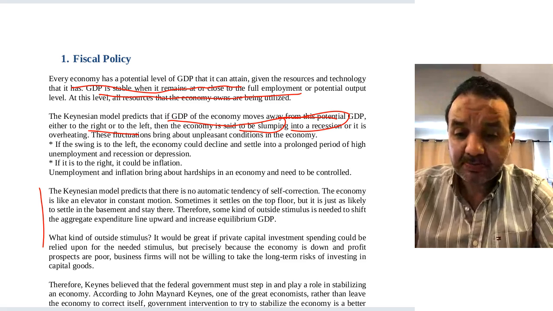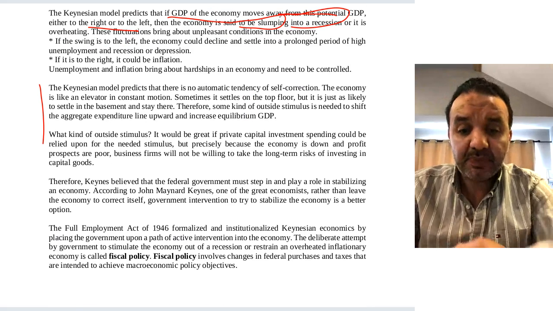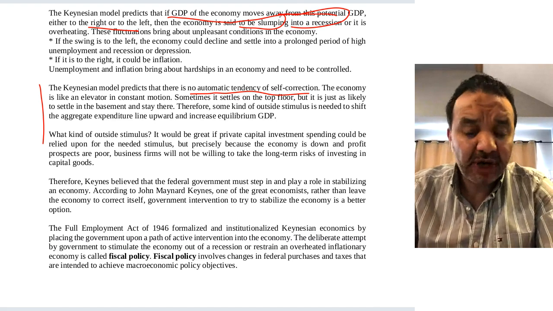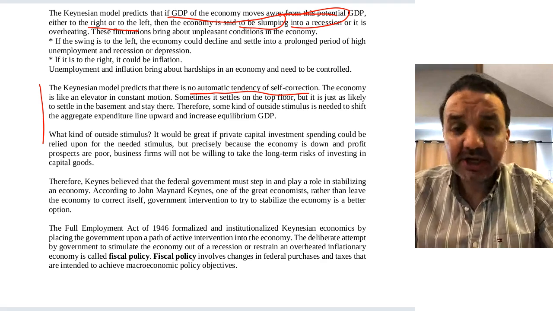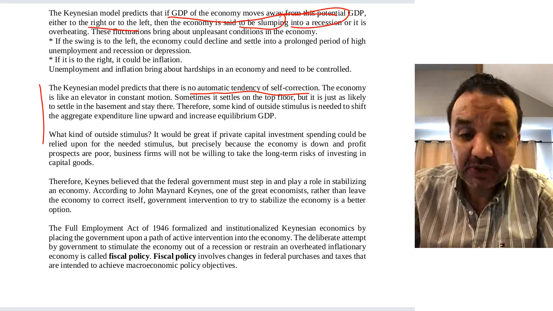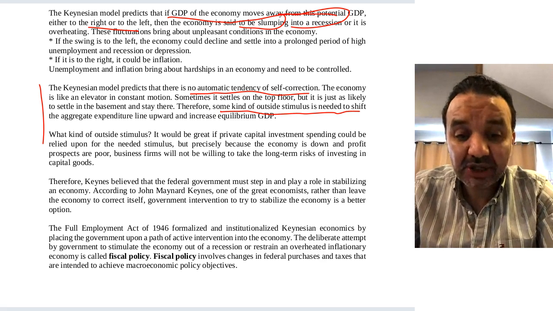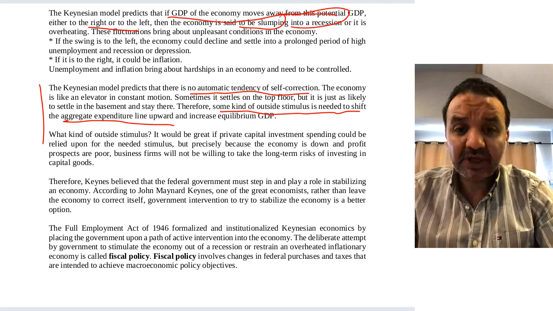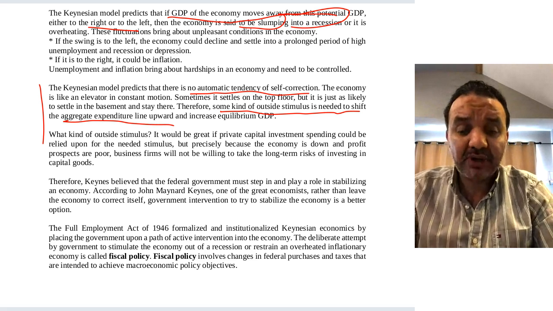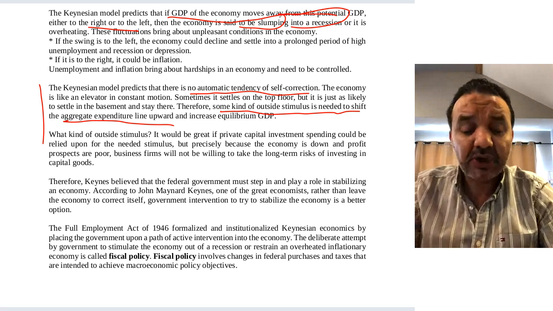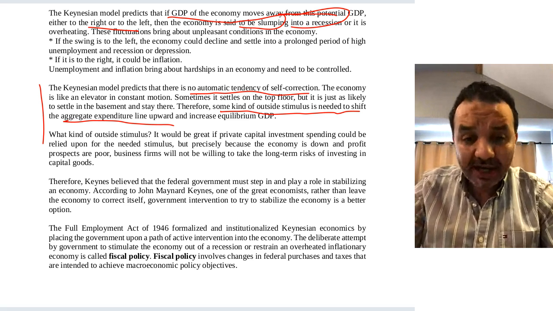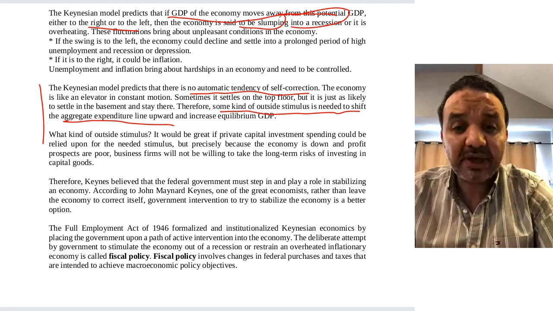According to the Canadian model, there's no automatic tendency of self-correction, which means whenever the market is bad, it's not going to correct itself. What does this mean? This means some kind of outside stimulus is needed to shift the aggregate expenditure upward. Whenever the market is not in the equilibrium state, whenever the market starts to enter into a recession stage, according to the Canadian model there are no automatic corrections, there's no self-correction. This means an action has to be taken to increase the GDP.